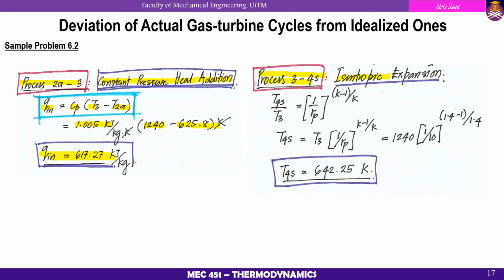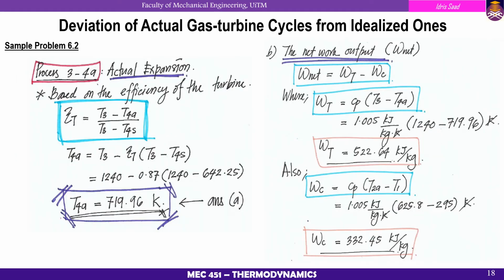Okay, then we proceed to the next process, which is the process from 3 to 4S. So this is also isentropic expansion, similarly to what we have done in sample problem 6.1. So we can use the isentropic relationship: T4S over T3 is equal to (1 over Rp) to the power of (K minus 1) over K. Then substitute all the required information and rearrange this equation. We get T4S is equal to T3 multiplied by (1 over Rp) to the power of (K minus 1) over K. Then we substitute all the required information, and we can calculate T4S as 642.25 Kelvin. So we now have the state of T4S.